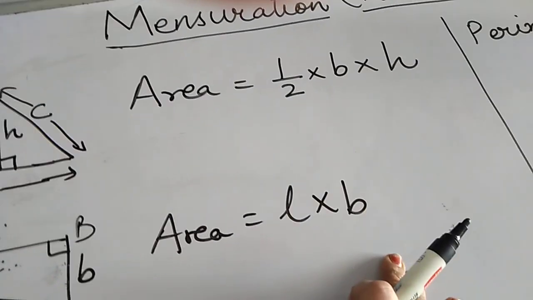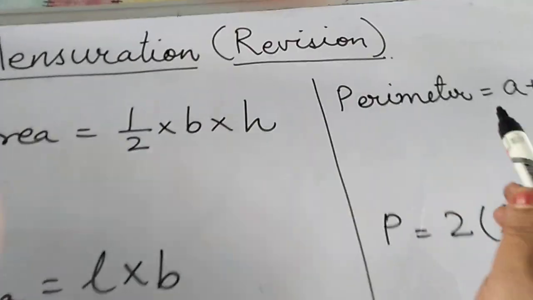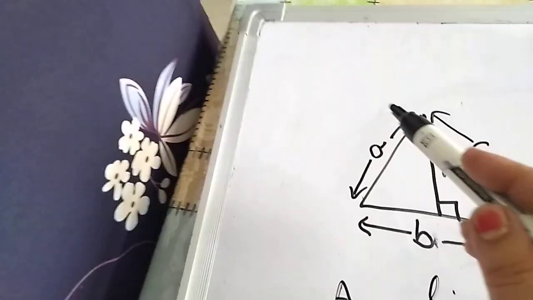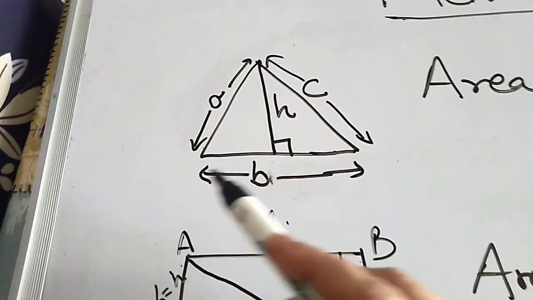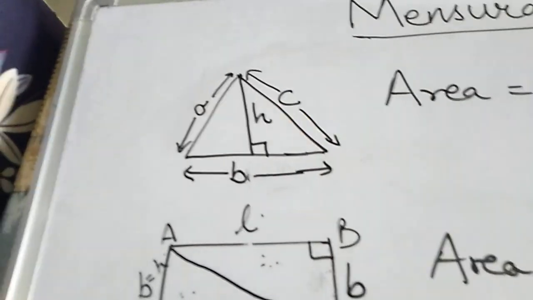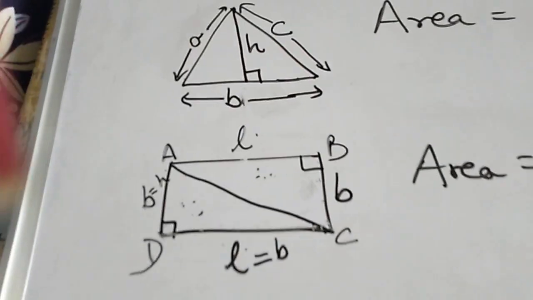Rectangle: L into B. Area of a triangle: half into base into height. Perimeter of a triangle will be A plus B plus C, that means the sum of all sides, the outer boundary. Yes, if it is a triangular field, it's the outer boundary. Clear? A plus B plus C.